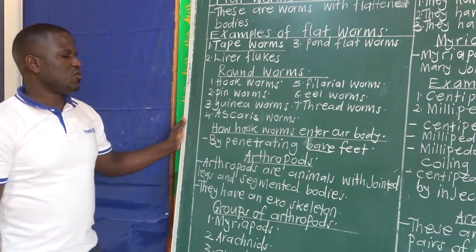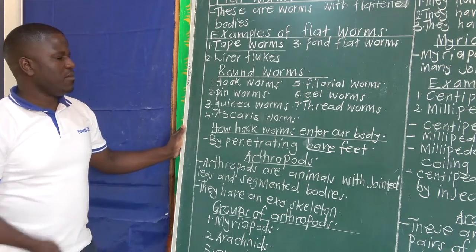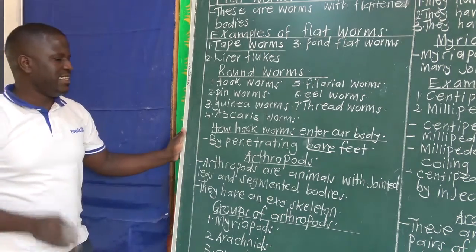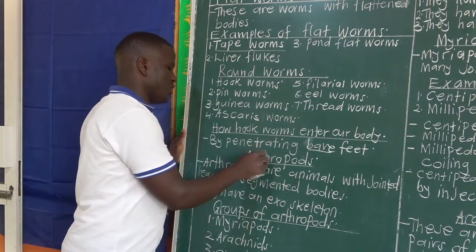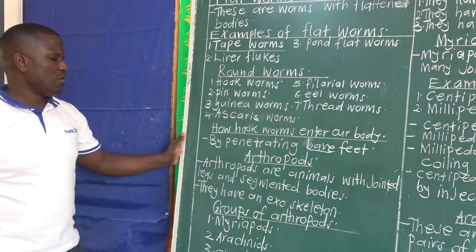How can we control hookworms? Hookworms can be controlled by wearing shoes and by deworming, especially if you are moving in dirty, moist areas. You should always wear shoes or gumboots. That can help you control hookworms.